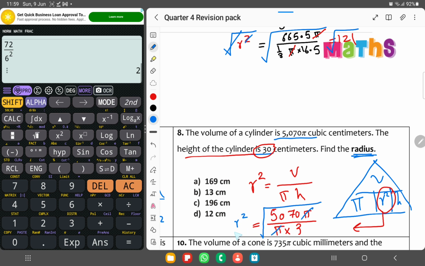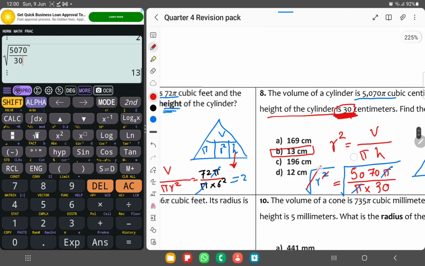Take care. I need to do the square root right, square root left to get rid of the power 2. So now the radius is square root of 5070 over 3. Let's check again what we did. Sorry, the height here is 30. So we need to add a 0. So how does it become now? Yes, 13 centimeters. The height is 30, not 3. Here it is. Very good.